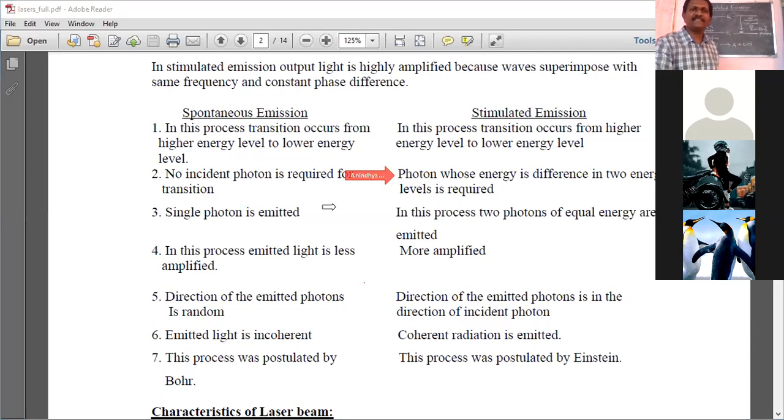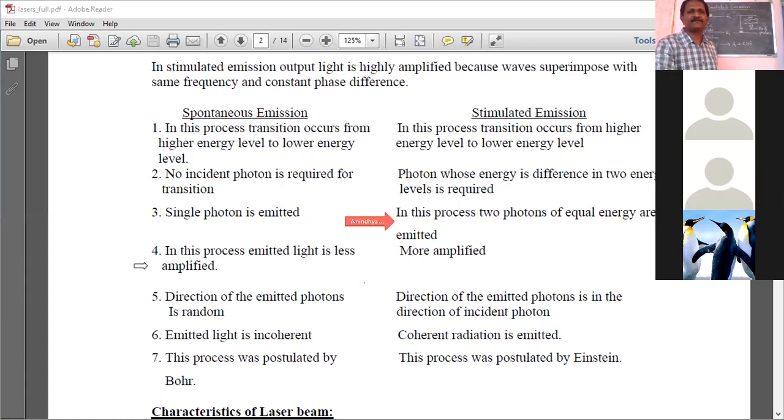Now in the case of spontaneous emission, a single photon is emitted. In the case of stimulated emission, two photons are released. And in the case of spontaneous emission, the emitted light is less amplified. And in the case of stimulated emission, it is more amplified. Okay, the time is getting over, so go through these differences between spontaneous and stimulated emission.